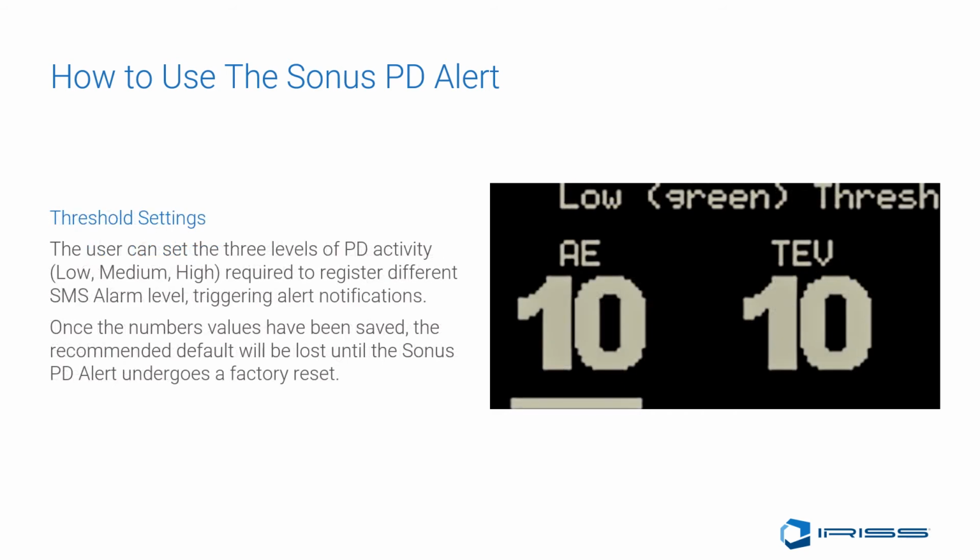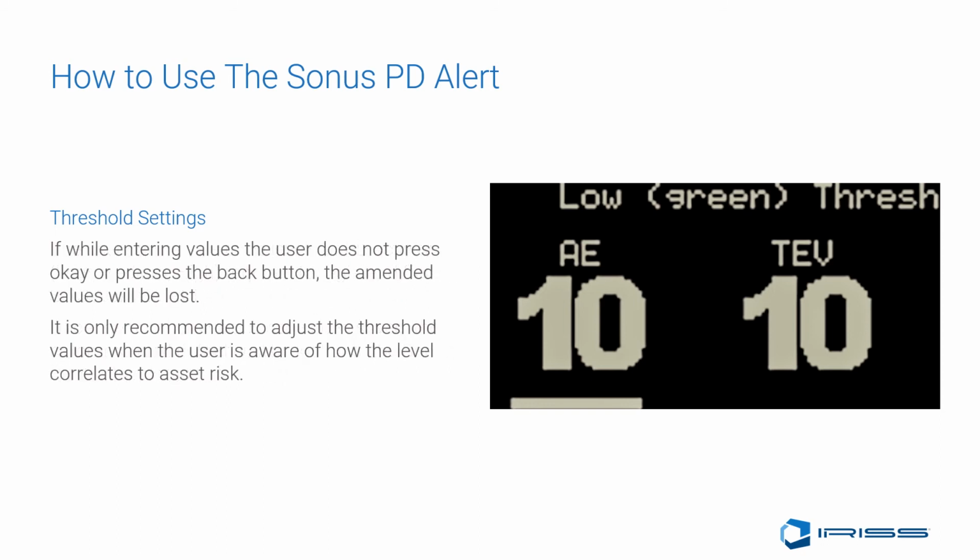Threshold settings. The user can set 3 levels of PD activity, low, medium, or high, that are required to register different SMS alarm levels that'll trigger an alert notification. Once the numbering values have been saved, the recommended default will be lost until the Sonus PD Alert undergoes a factory reset. If while entering the value the user does not press OK or presses the back button, the amended values will be lost. It is only recommended to adjust the threshold value when the user is aware of how the levels correlate to the asset's risk.